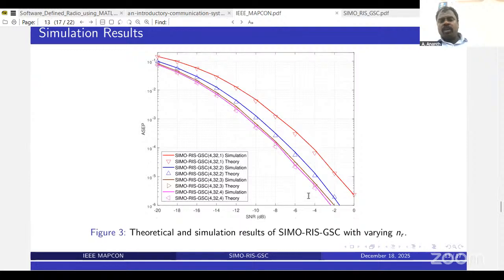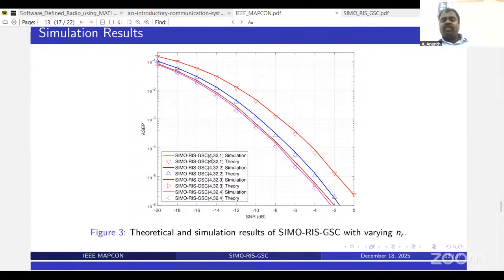Coming to the simulation results for this work, here we have plotted the theoretical and simulation performance in terms of average symbol error probability. Along the x-axis you can see it is SNR, and along the y-axis it is average symbol error probability. You can see different legends with the caption SIMO RAS GSC, which means single input multiple output with reconfigurable intelligent assisted surface and generalized selection combining.